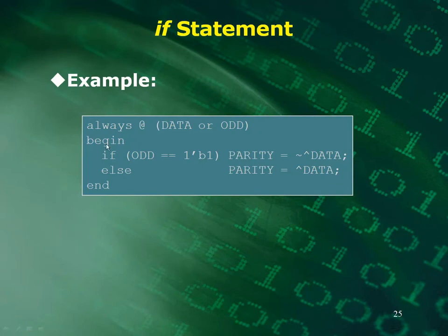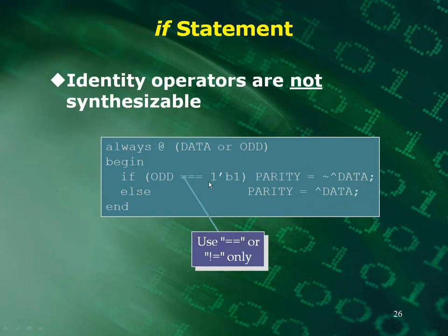So here we can look at the if statement. You can use this in your RTL code. Here's an example: if odd equals 1, parity equals this, otherwise parity equals that. So you can use the if-else. You cannot use the identity operator, so be careful there. Only the equal-equal or not-equal.